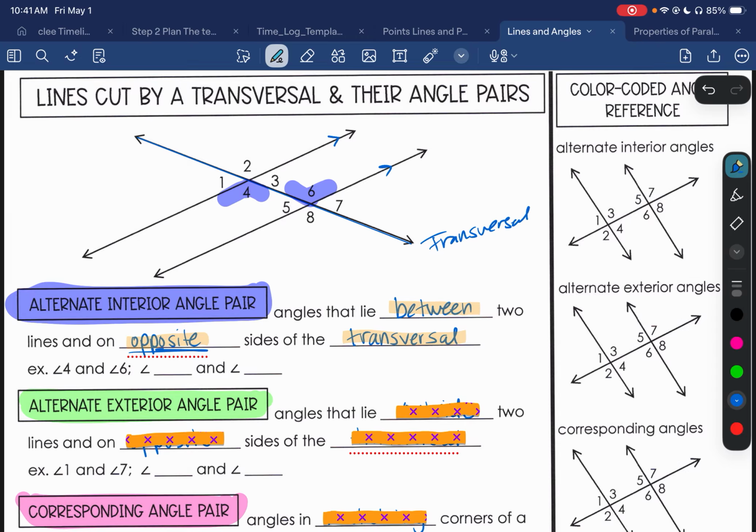We're going to learn in the next set of notes that those are congruent, meaning they're equal to the same value. All right, so that's an alternate interior pair. We need to find another pair, and I don't know if you can see it, but 3 and 5 are also going to be my other pair of alternate interior angles. I'm not going to color them in right now. So there's one pair of alternate interior.